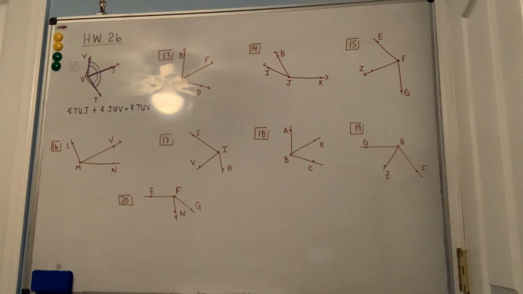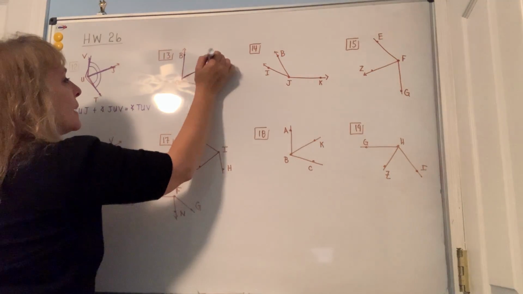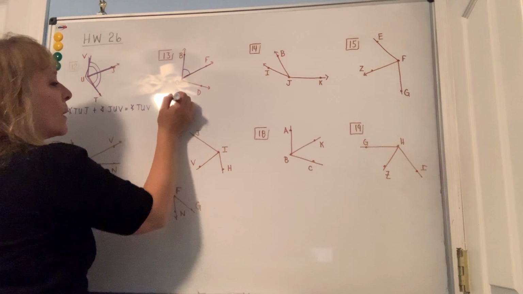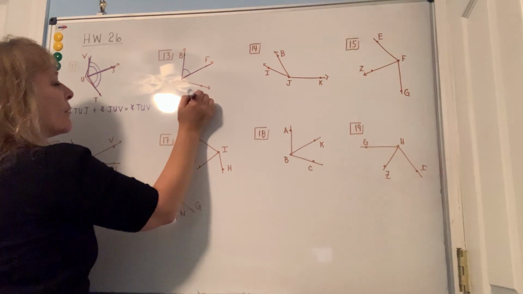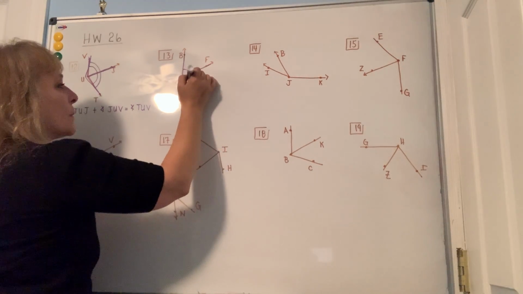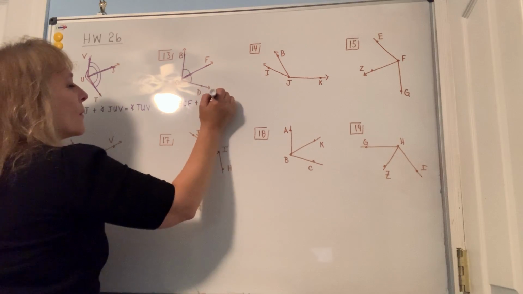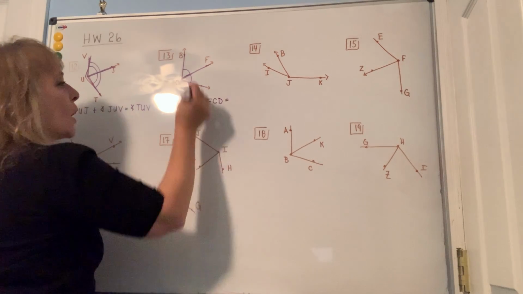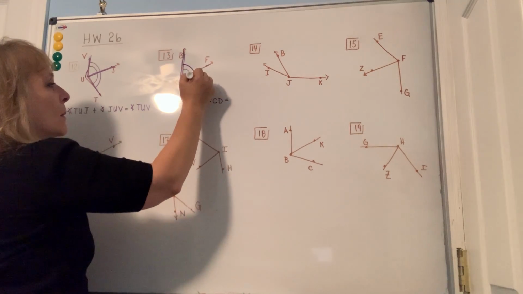That's the equation. So I'm going to do it for the first four. In this one, angle BCF, which is the little one, plus the other little one next to it, angle FCD, is always equal to the full angle BCD.